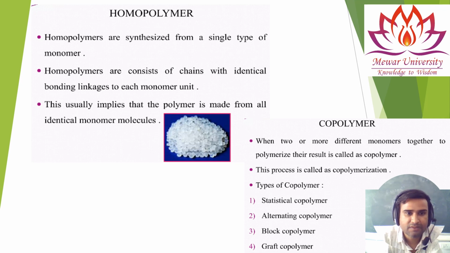Now copolymer. When two or more different monomers join together to form a polymer, the result is called copolymerization. The types of copolymerization are statistical copolymerization, alternating copolymer, block copolymer, and graft copolymer.